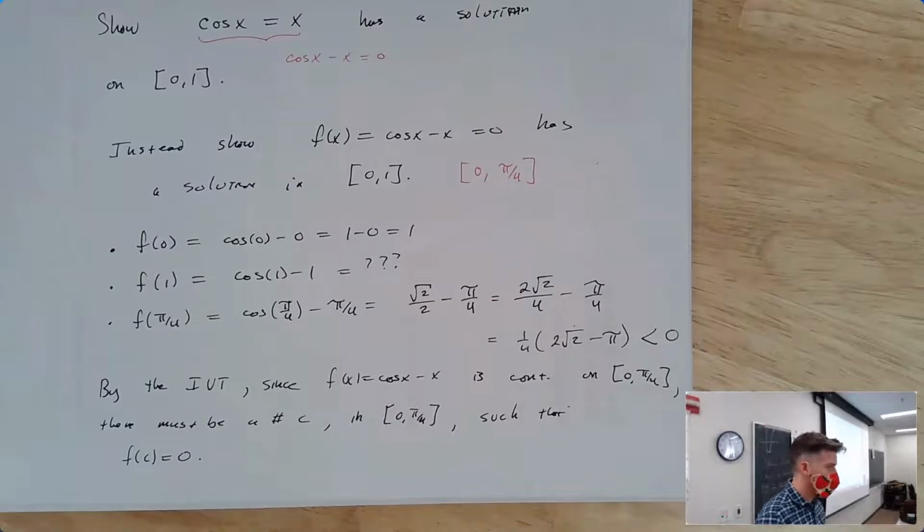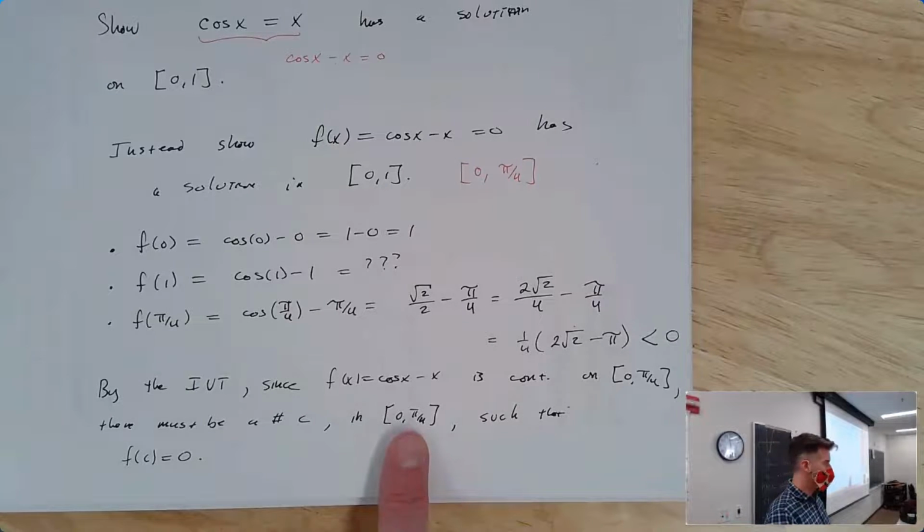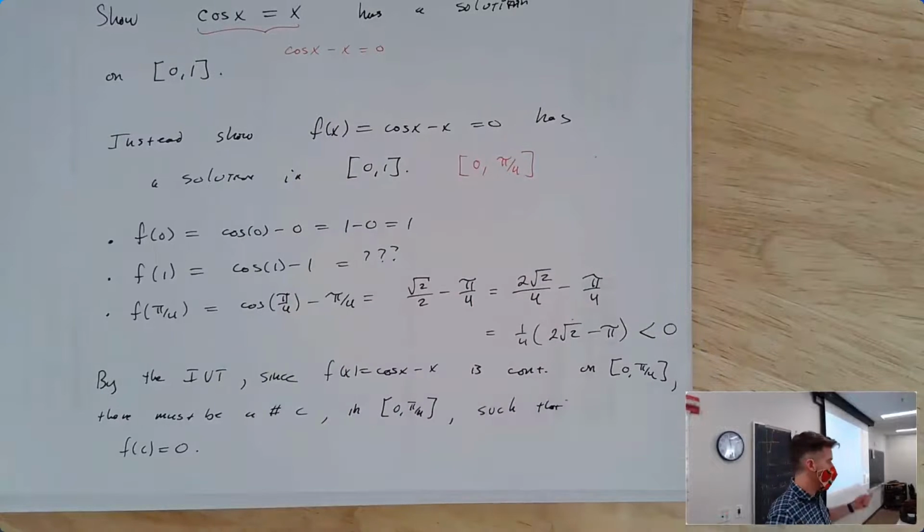I'll just mention, since we showed there was a solution in the interval from 0 to pi over 4, there must be a solution in the interval from 0 to 1, because the interval from 0 to pi over 4 is contained within the larger interval.